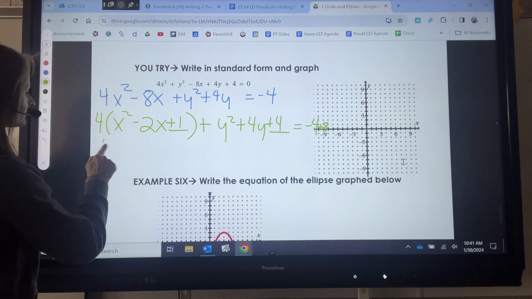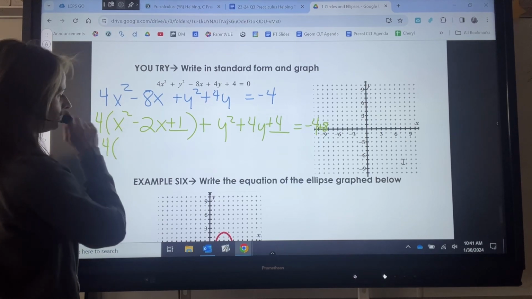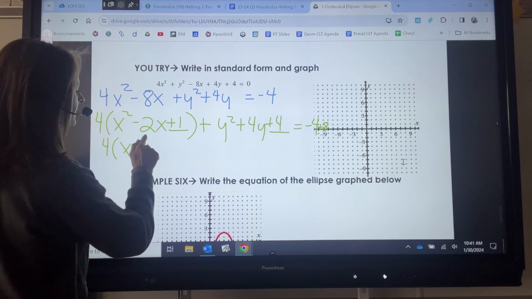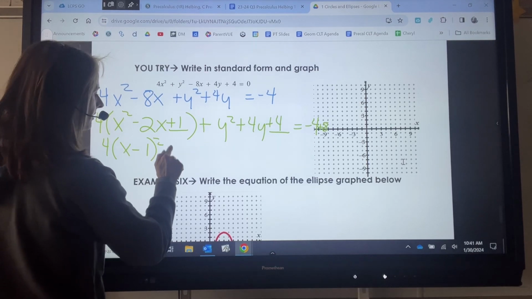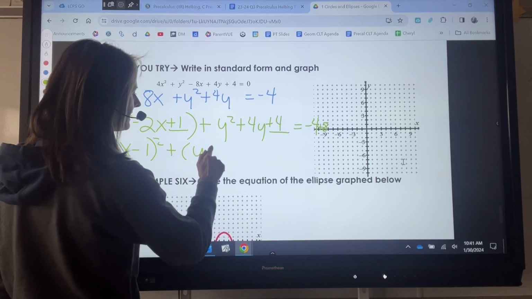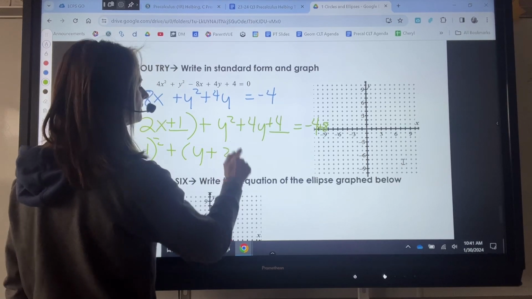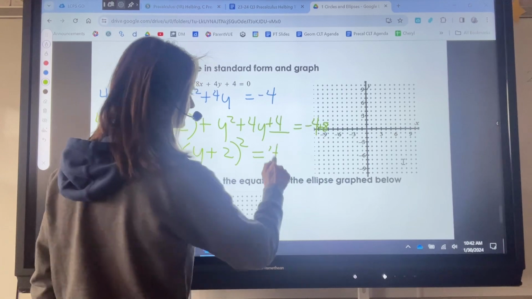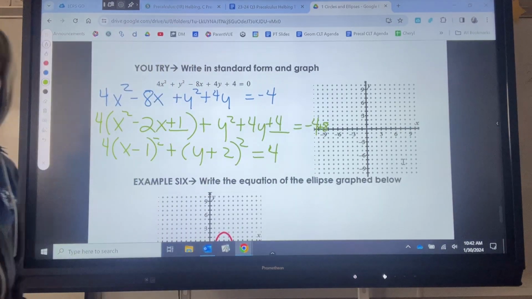Now I'm going to rewrite this. We've already found this number, right? Half of 2 is 1, so this is going to be x minus 1 quantity squared plus y plus half of 4 is 2 quantity squared equals, and then we've got a 4 on the other side. Almost done.